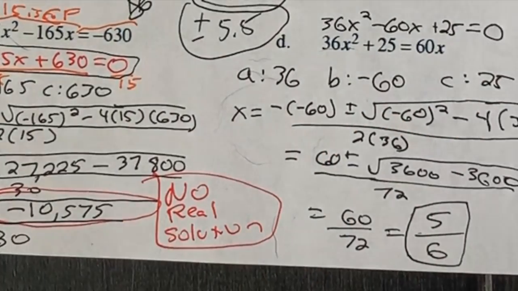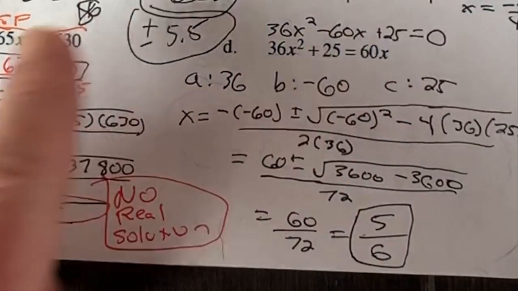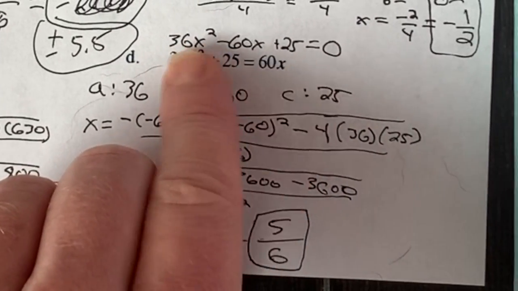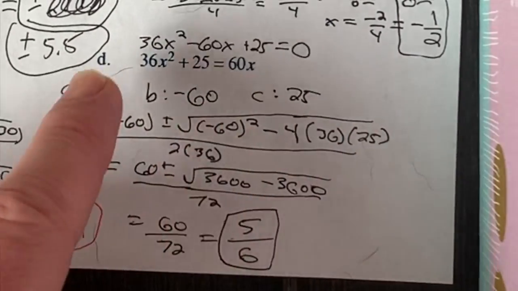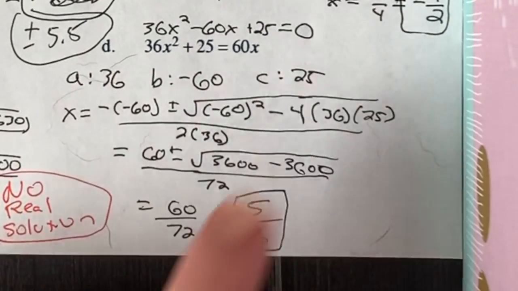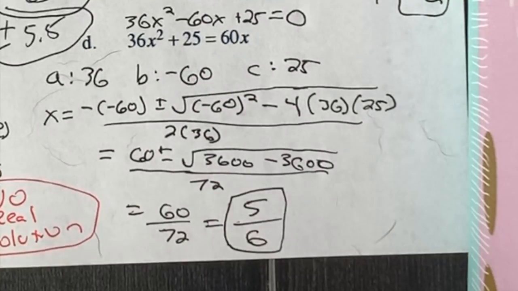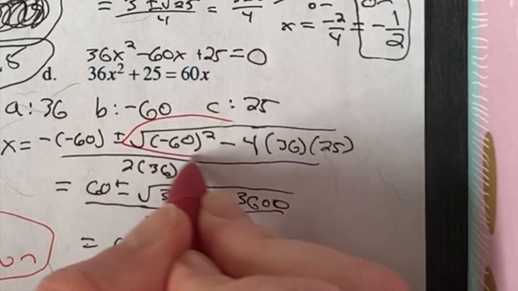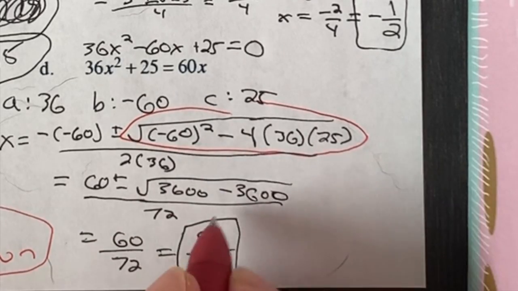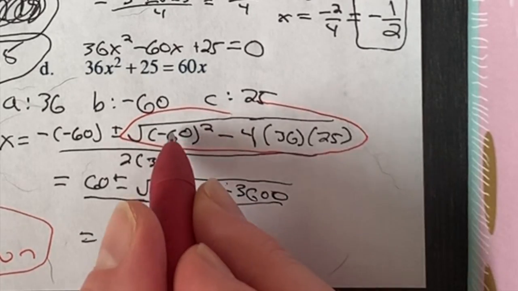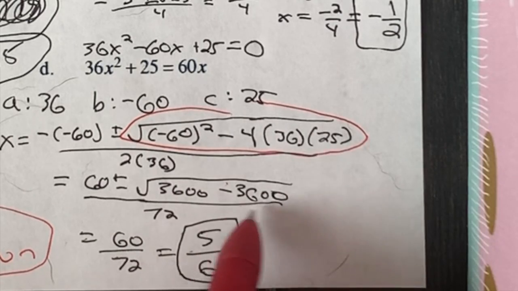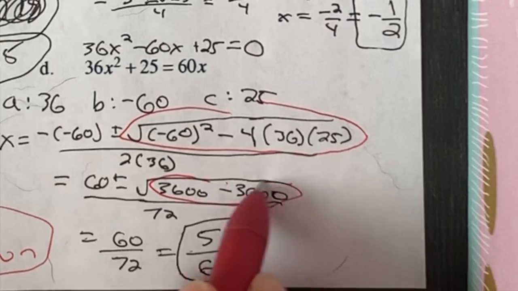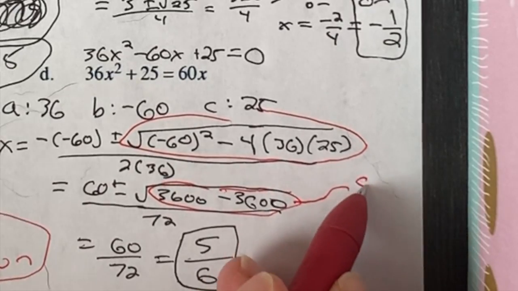Last one here, we have D. And this one is similar to the one in part C, where you just had to rewrite this in ax squared plus bx plus c equals 0 form, and then use the quadratic formula. List my A's, B's, and C's, and I got 5/6 as my answer. Something interesting happened within the square root also. So the radicand, when you simplified, you should have noticed this. You got 3,600 for -60 squared, and then -4AC was also 3,600, but -3,600. So what was inside the square root symbol was 0.